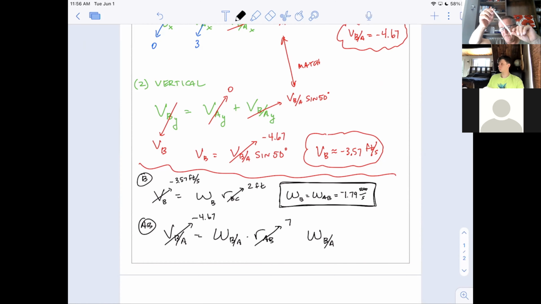So that's why the book will just say rotation of AB, like it doesn't even make any difference. But I just have a hard time visualizing that. So I'm just trying to help you do the same.